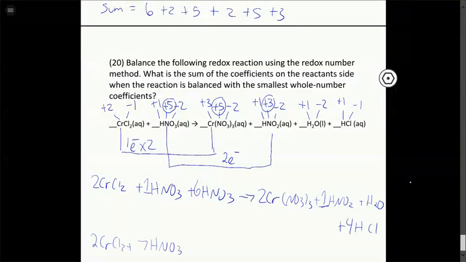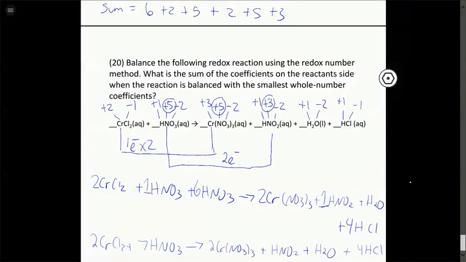One of them is involved in being reduced. The other one is just to balance the number of nitrogens. The other 6. So we have a total of 7. And then we get 2 chromium nitrates. We have 1 HNO2, 1 water, and 4 HCl's.